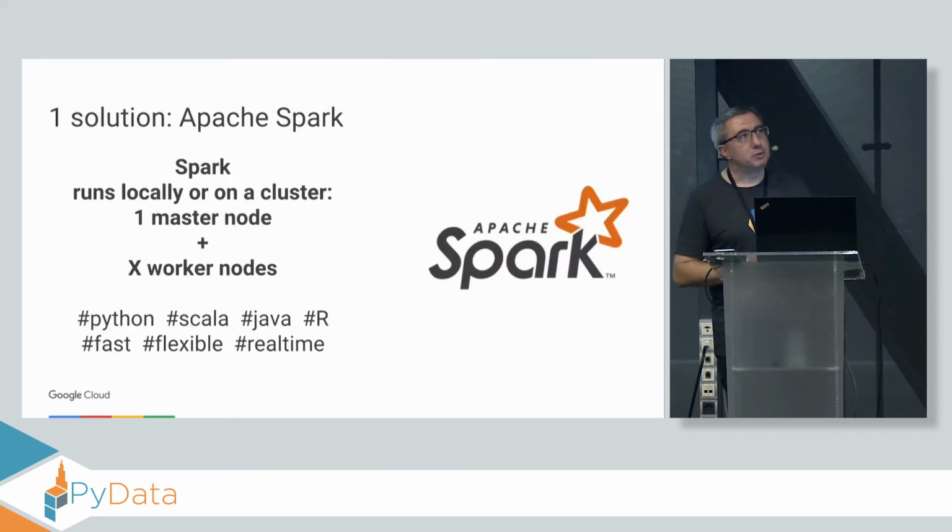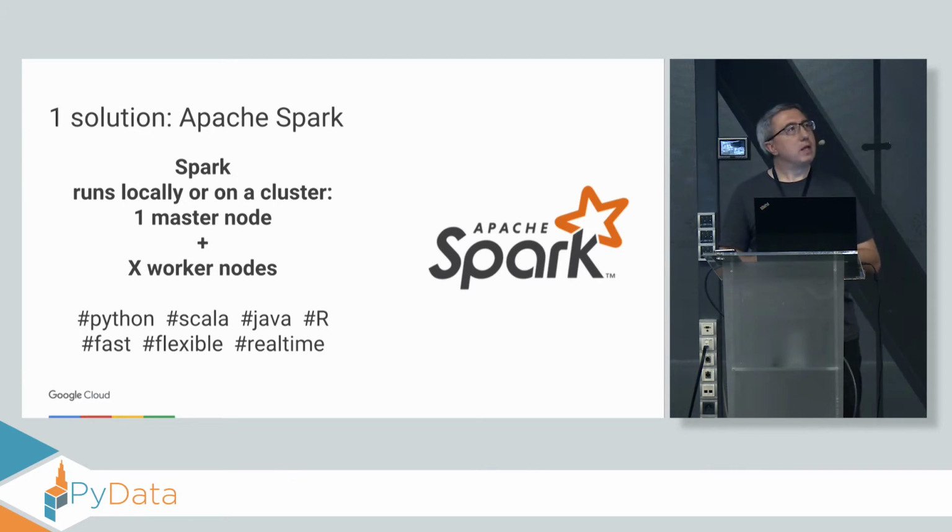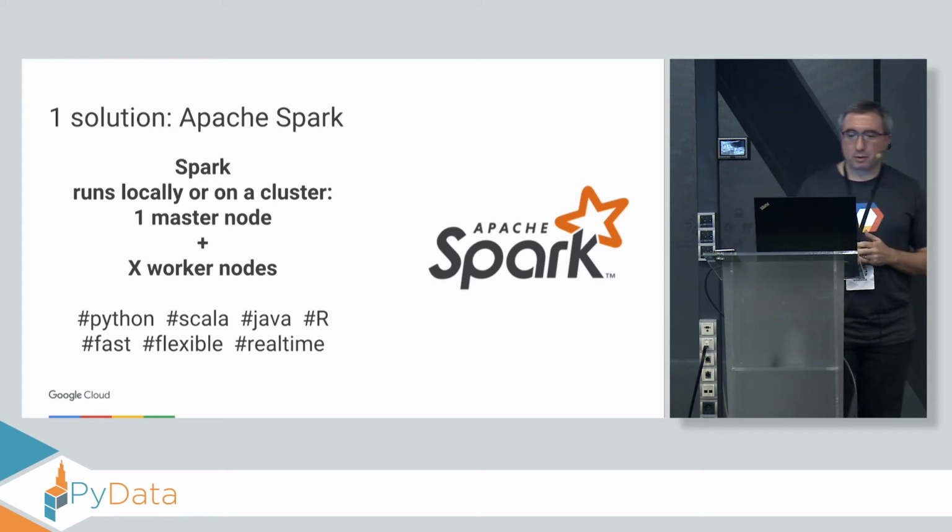So one solution to distribute our code is Spark. So with Spark, basically, you can run it locally, but then you can distribute your code on a master node and on X worker nodes. So here we're talking about servers or CPUs or virtual CPUs. The nice thing is that it's an open source project maintained by Apache. There are many contributors. You can get it to run in Python, in Java, in R, and in Scala. So I think it covers many of your use cases.